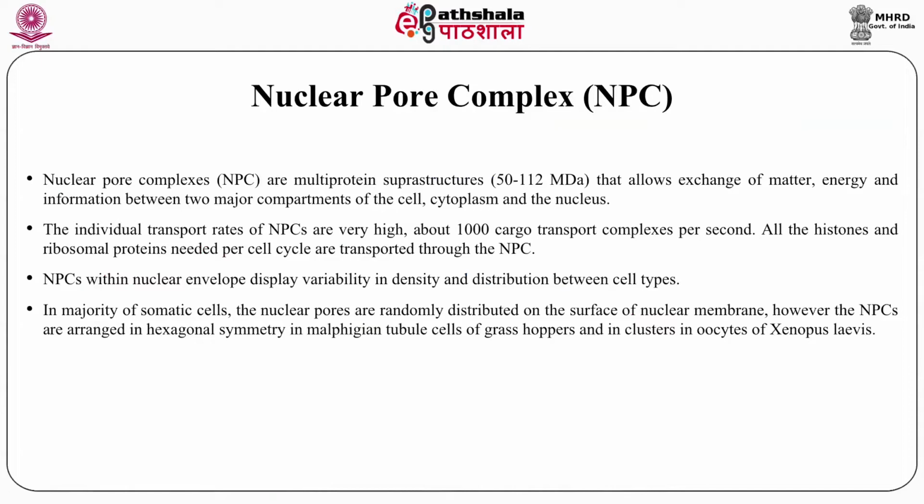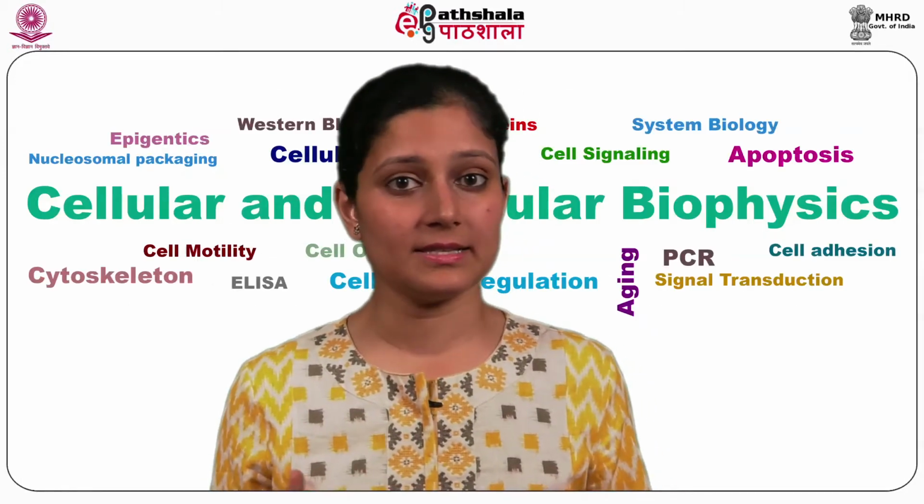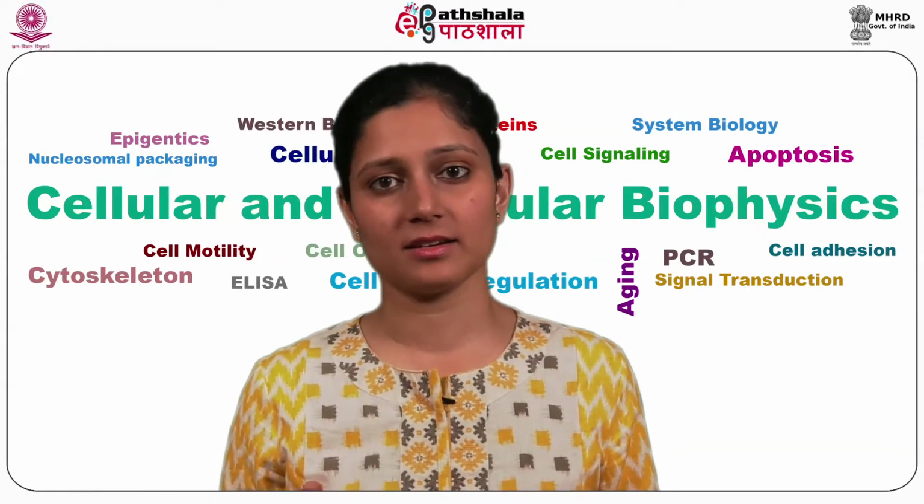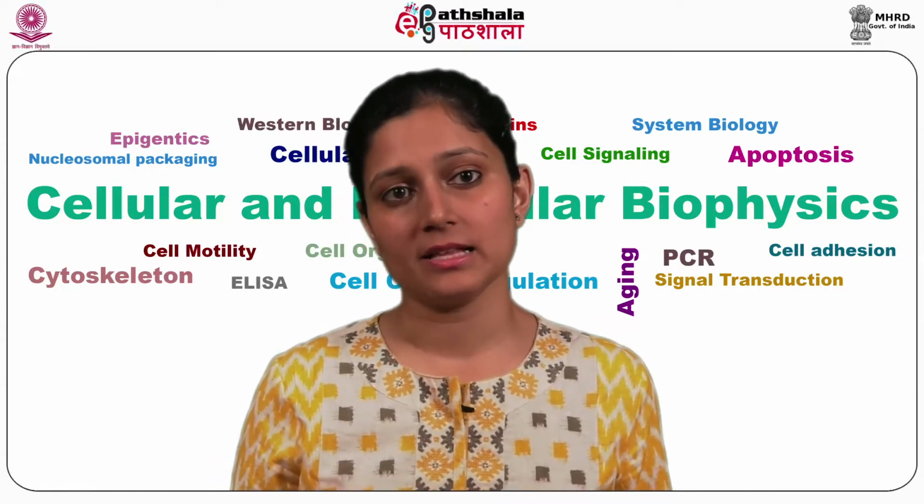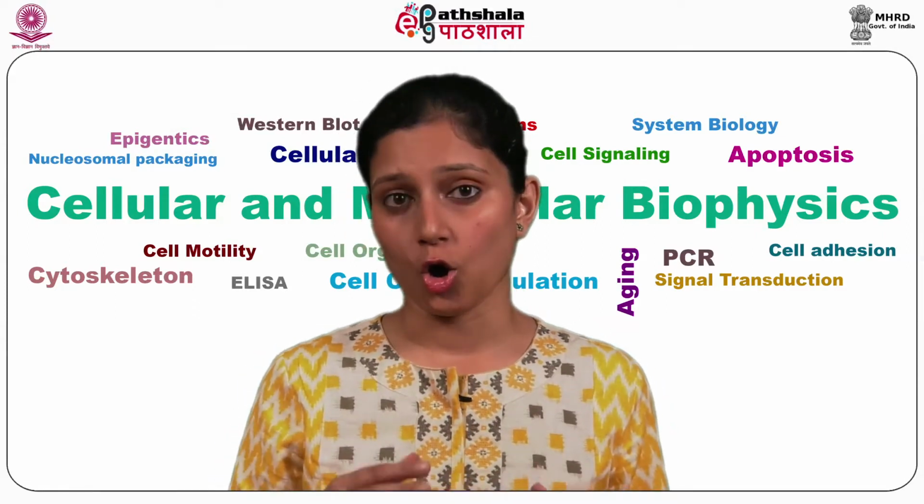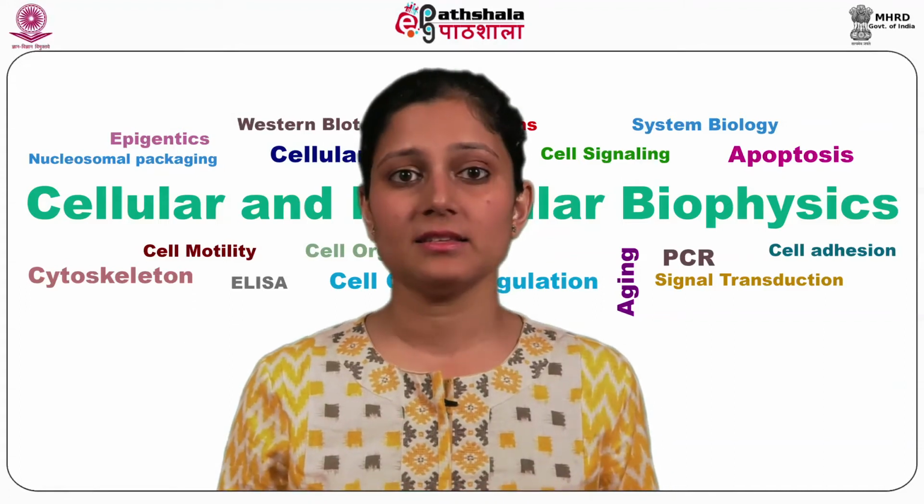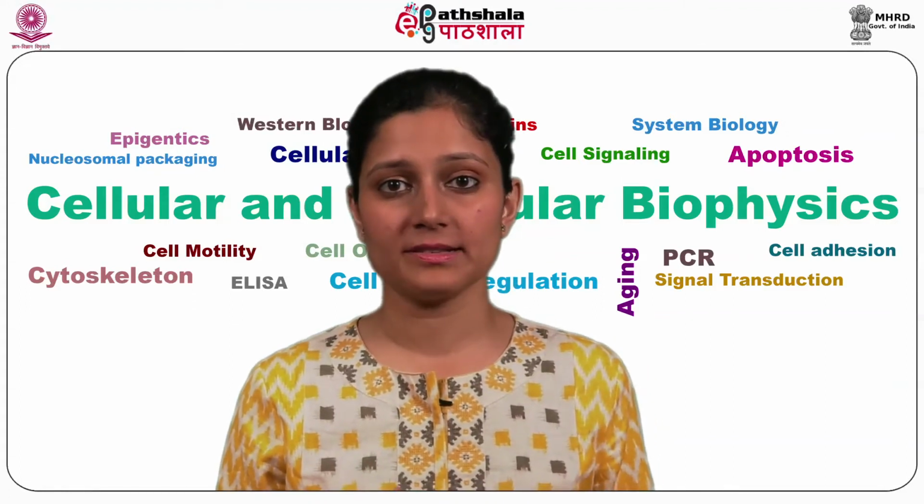NPCs within nuclear envelope display variability in density and distribution between cell types. In majority of somatic cells, the nuclear pores are randomly distributed on the surface of the nuclear membrane. But sometimes the NPCs can be arranged in hexagonal symmetry, as in the Malpighian tubule cells of grasshoppers, or in clusters, as in the oocyte of Xenopus laevis.